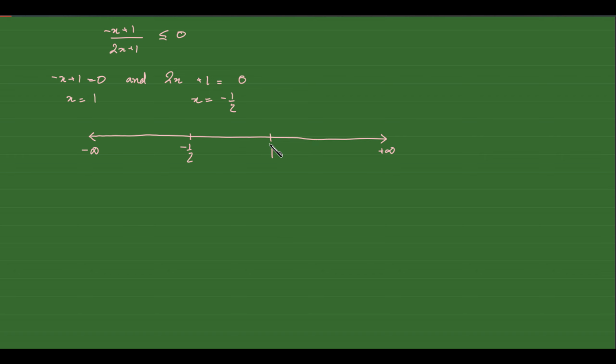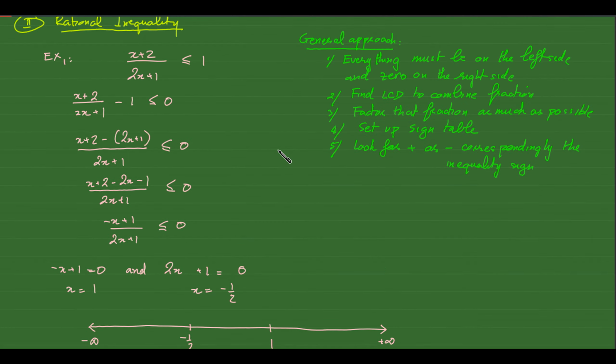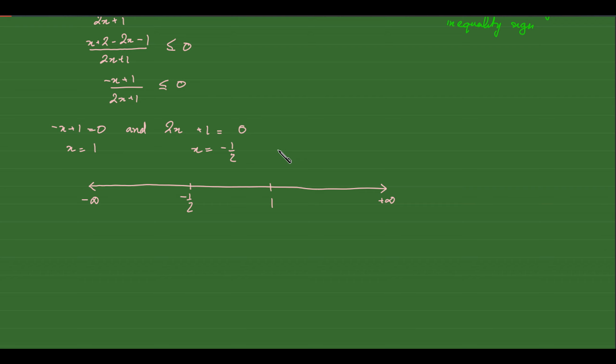So you see that these two values divide my number line into 3 parts, right? This part, and this part. And I want you to notice one more thing. You see right here x equal to negative a half, and it's under the denominator. I'm going to put negative half here and 1 here. Because this is under the denominator, it means what? It means that you're not allowed to have 0 here, right?